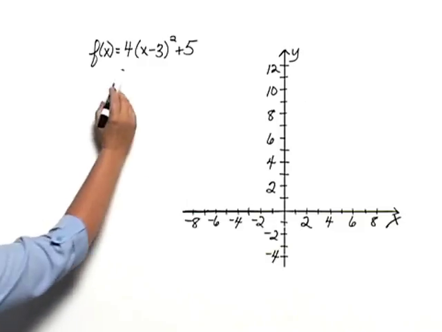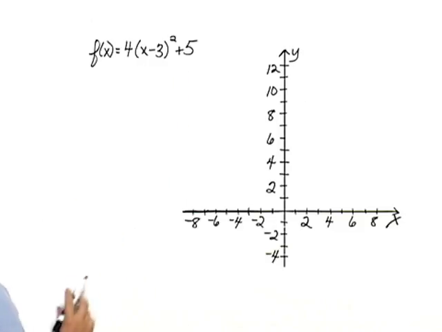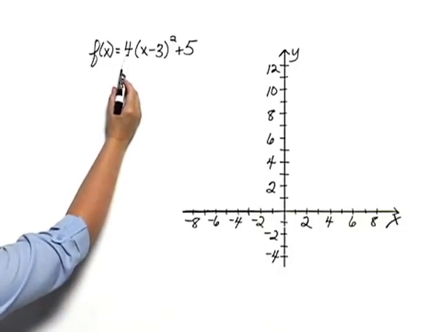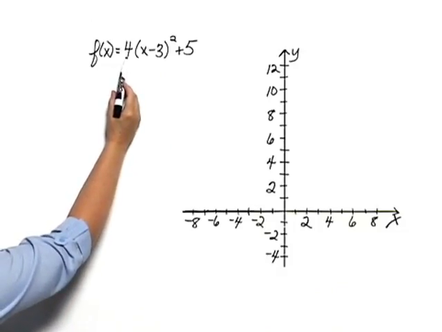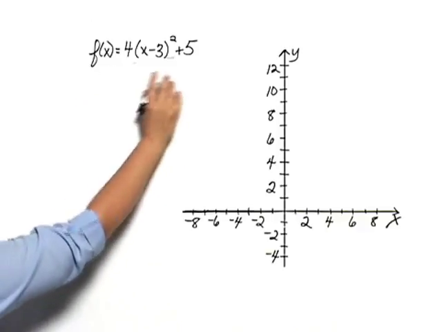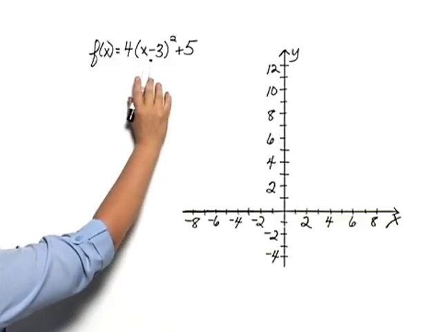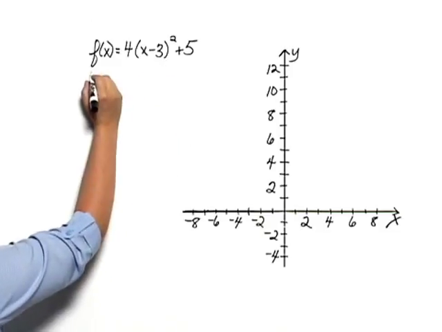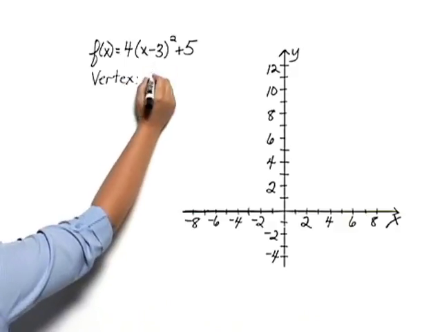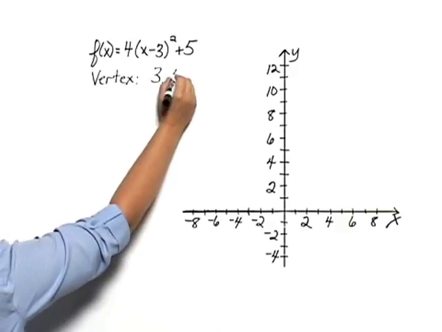We have a quadratic function, so the graph is going to be a parabola. We can tell by looking at the 4, since it's positive, that it will open up. And we can tell by the way that it's written, since it's written in the form where the square has already been completed, that the vertex will be (3, 5).